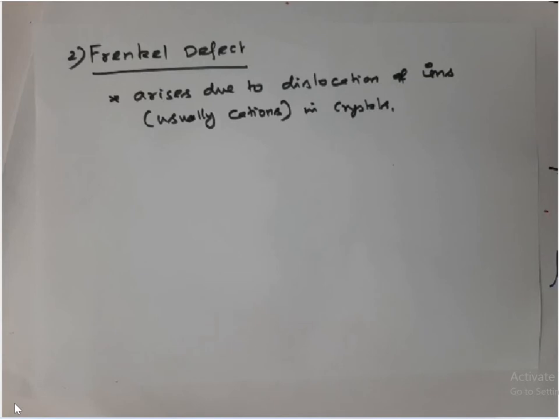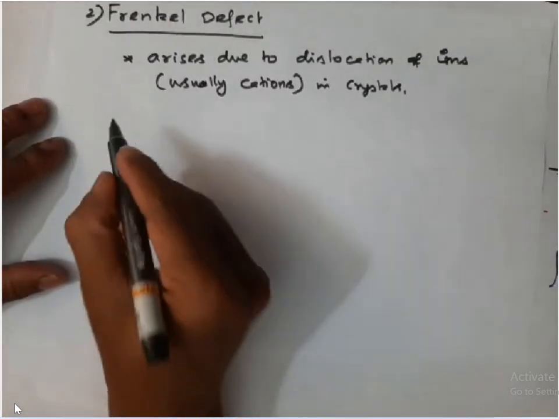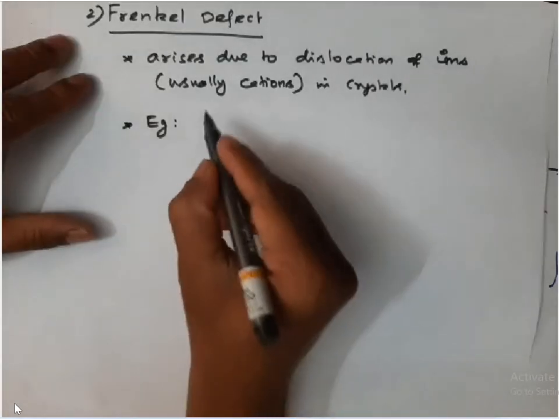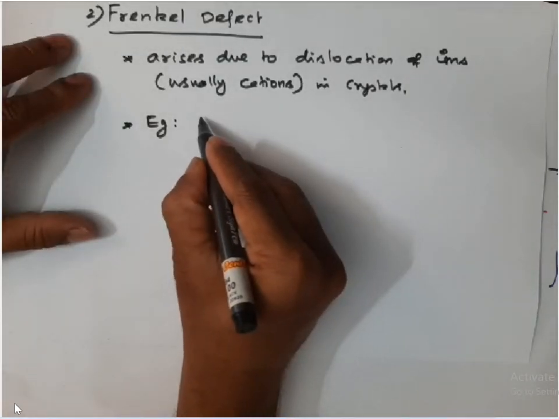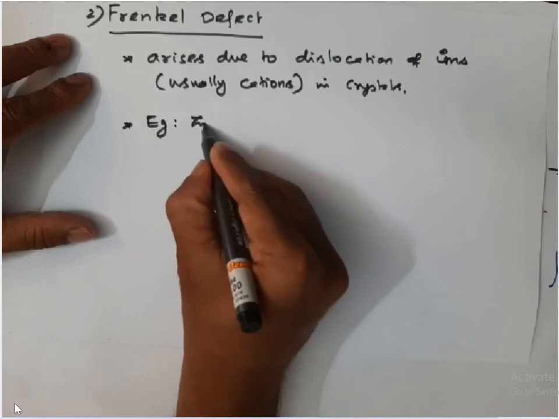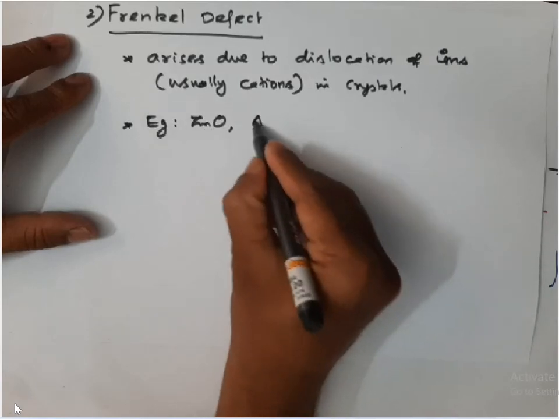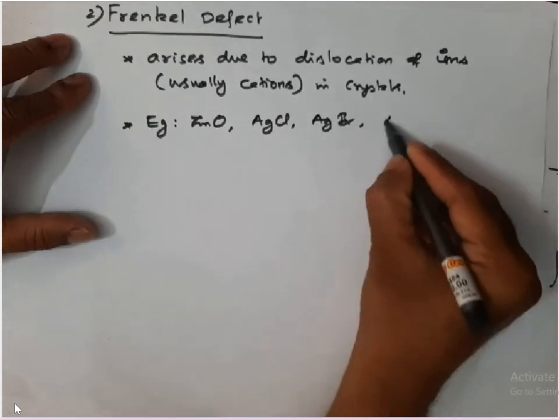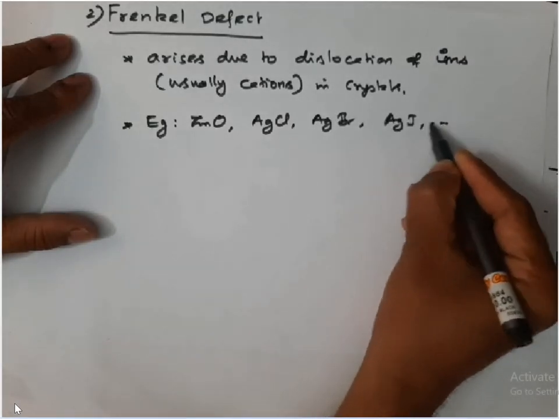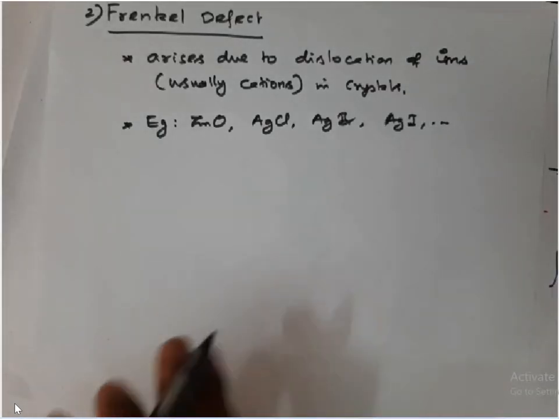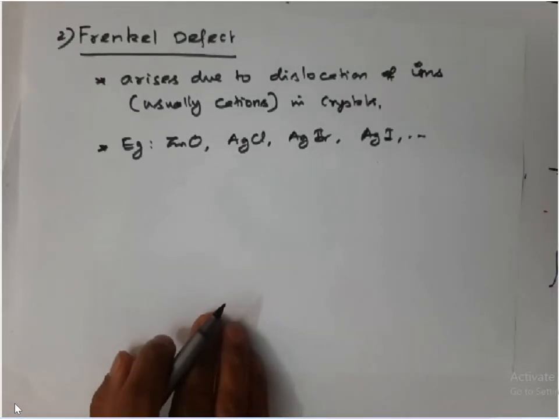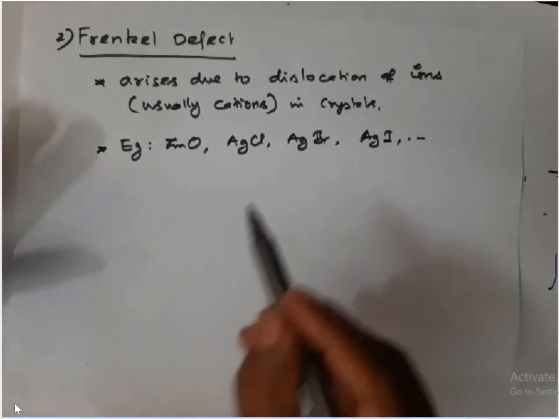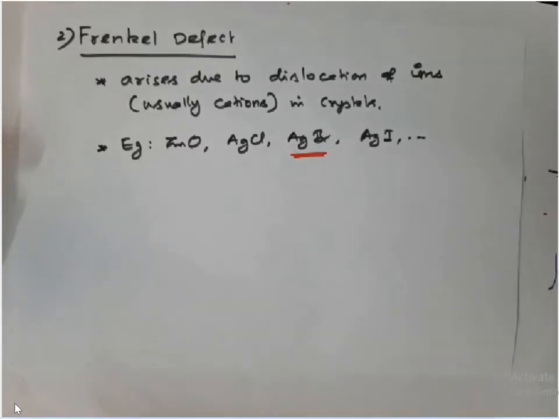Say for example, first I'll give some examples. Examples include zinc oxide, silver chloride, silver bromide, silver iodide, etc. These are a few examples of crystals showing Frontal defect. Now let me take silver bromide.